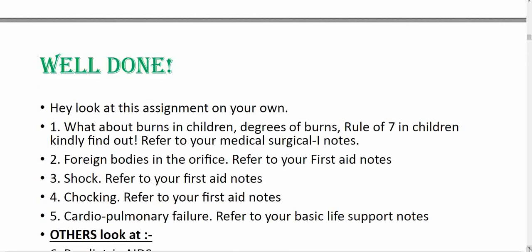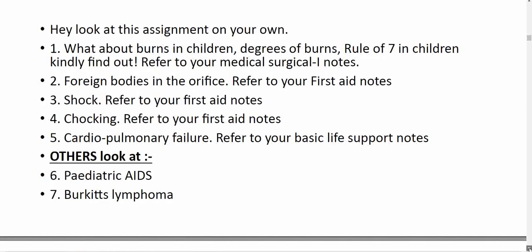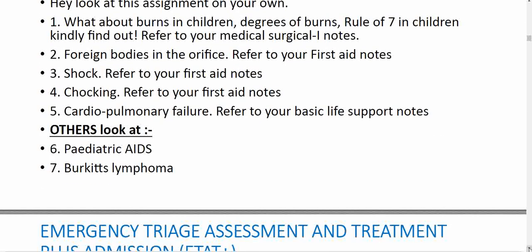There's an assignment for you. What about burns in children? Degrees of burn, the rule of 7 in children. Kindly find out about foreign bodies in the orifices. Check on your first aid notes. Shock, refer to your first aid notes. Choking, refer to your first aid notes. These are all in your first aid guides. Pediatric AIDS and Burkitt lymphoma in pediatrics are also very important. Away from that, we can also have time for all this.